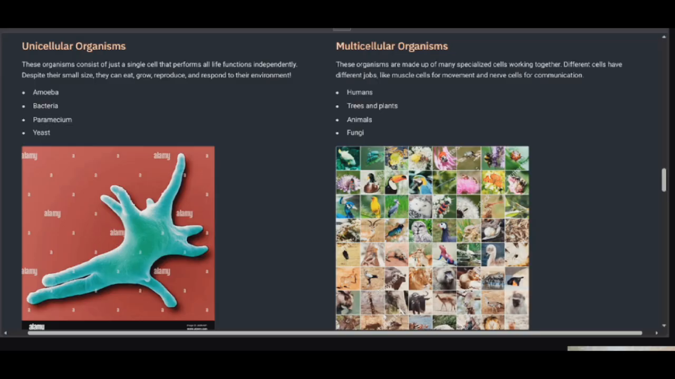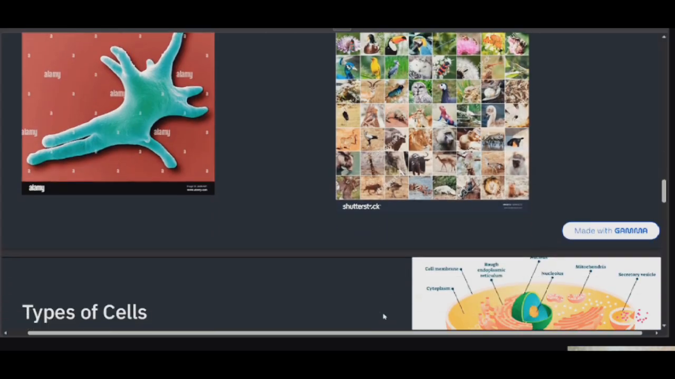Cell type: unicellular organisms include both prokaryotic and eukaryotic organisms, while multicellular organisms are exclusively eukaryotic. What are prokaryotic and eukaryotic organisms? Our next slide is on this topic. As discussed, examples of unicellular organisms are amoeba and bacteria. Examples of multicellular organisms are humans, trees, and mushrooms. So these are the key differences.